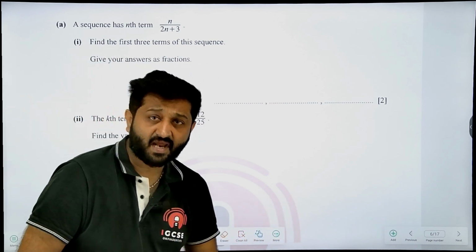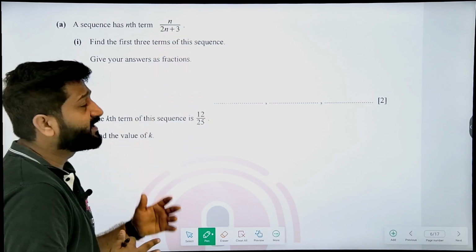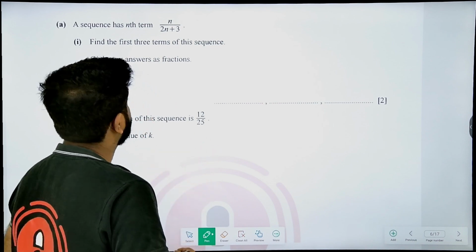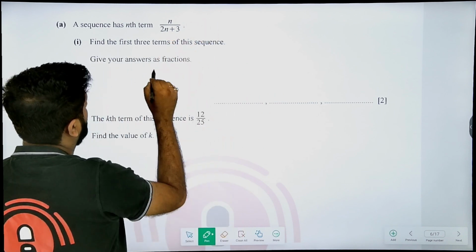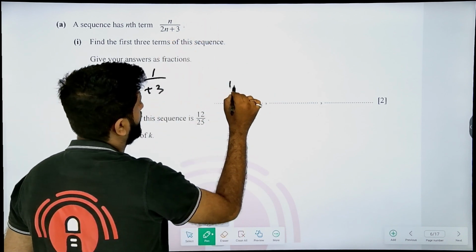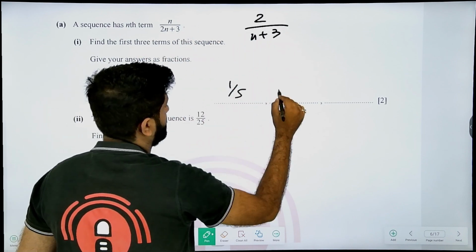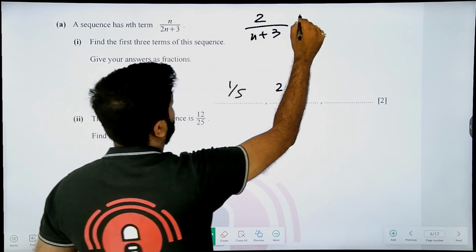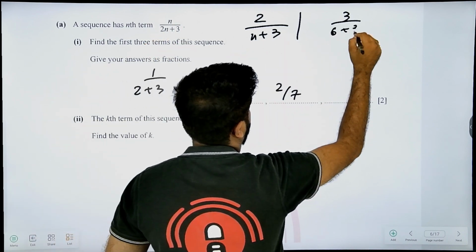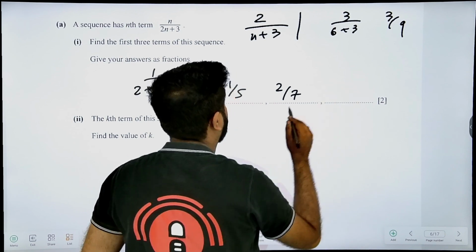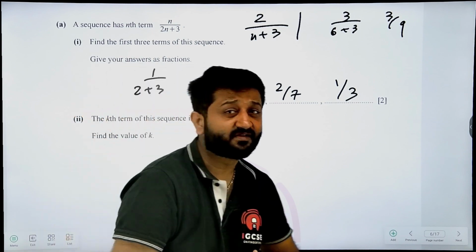A sequence has nth term n over 2n plus 3. So find the first three terms of the sequence. I have to find the first three terms. So what I'll do, instead of n, I'll replace it with 1. So 1 over 2 plus 3, so that is 1 over 5. If I substitute n as 2, so I have 2 over 4 plus 3, so 2 over 7. If I substitute n as 3, so I have 3 over 3 2s are 6, 6 plus 3, so 3 over 9. So instead of 3 over 9, I'll write this as 1 over 3. These are my first three terms.